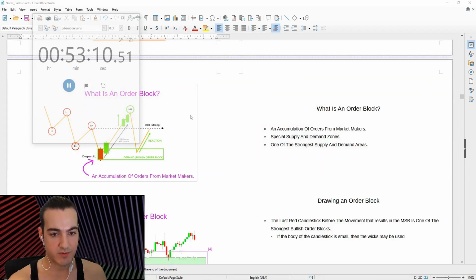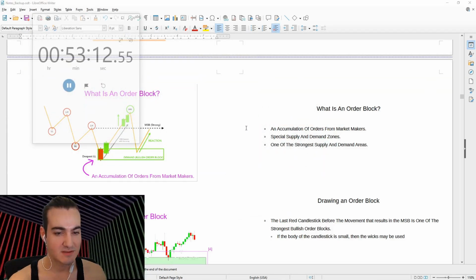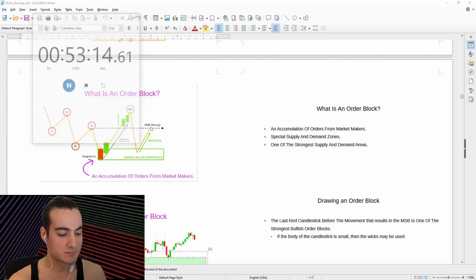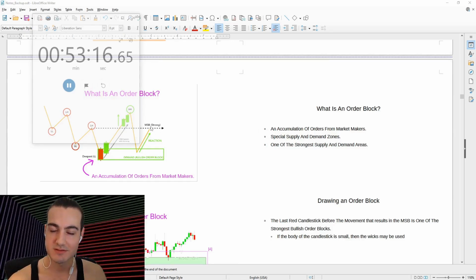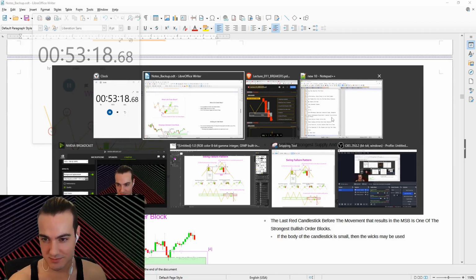We're going to start with identifying some order blocks, because all breaker blocks start off as order blocks.